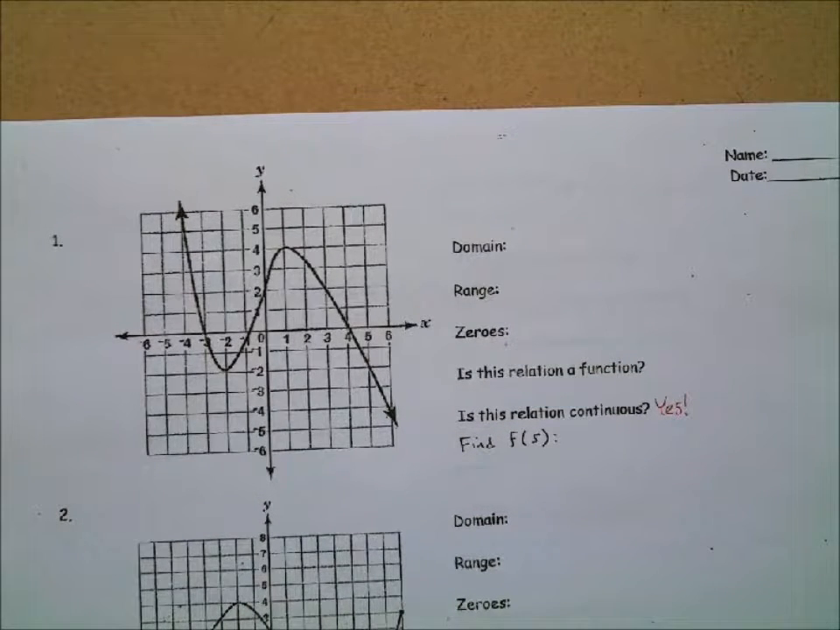Okay? So, since the graph is continuous, am I going to list out a bunch of individual numbers for my domain? No. My domain will be an interval. Interval, which means I need a starting point and I need a stopping point. I'll just put a comma between them.